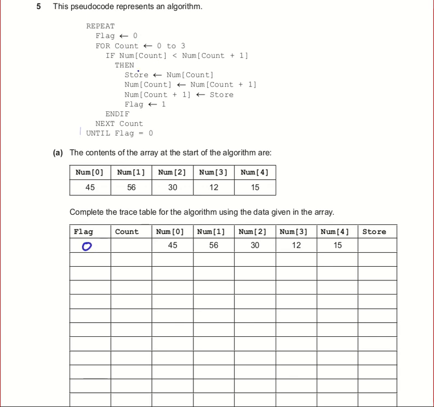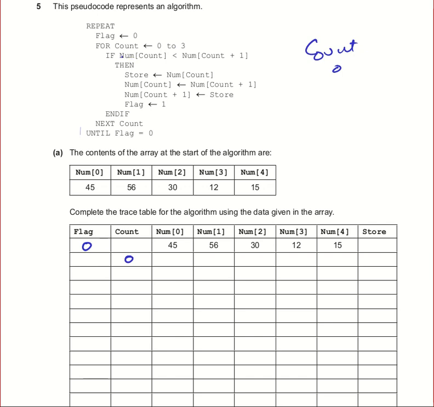After this we have for count 0 to 3, which means it is going to run 4 times: 0, 1, 2 and 3. So the value of count would start at 0. I'm going to write 0 over here, and 0 over here as well, just to emphasize the value of count.